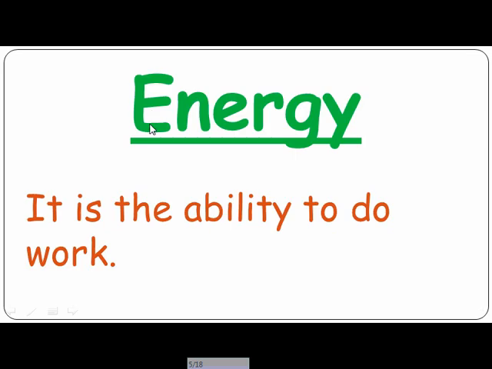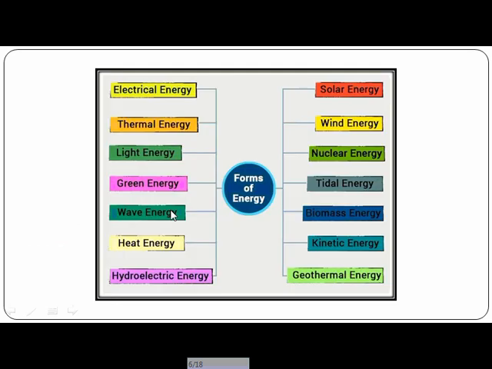So, energy is the ability to do work, okay? The ability to do work. Repeat after me: the ability to do work. We can find energy in many forms or types, such as electrical energy, thermal energy, light energy, heat energy, solar energy, nuclear energy, and so on. The one that we will focus on today is heat energy.